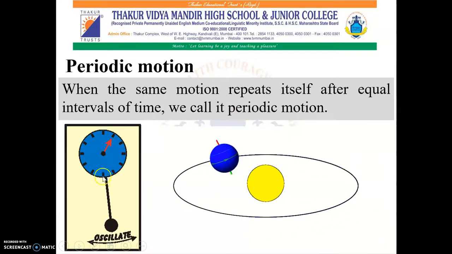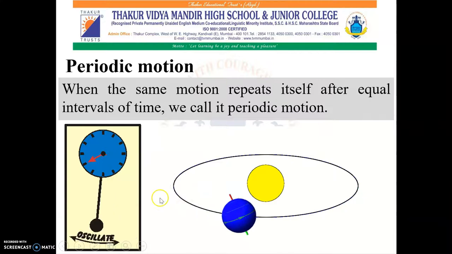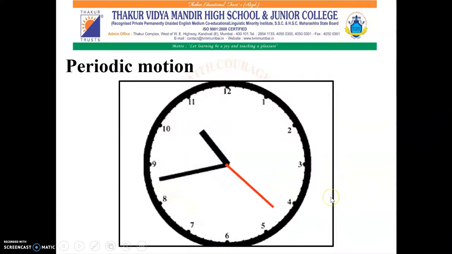We can see here the motion of the pendulum of the clock. It is repeating its motion after equal interval of time. Here also the motion of the Earth around the Sun, for completing every revolution, it is taking the same amount of time. So both these are the examples of periodic motion. Let us see one more example. The minute hand of a clock completes one round in exactly 60 minutes every time. So this is also an example of periodic motion.